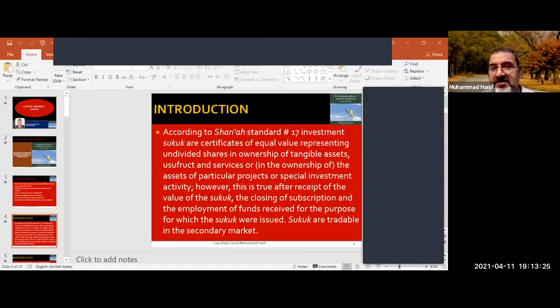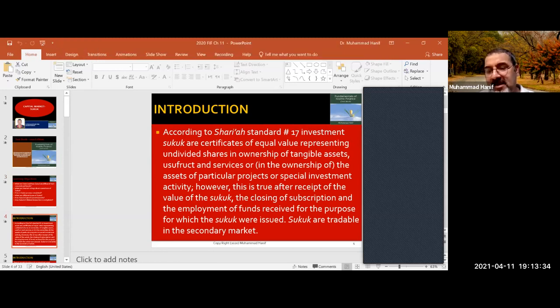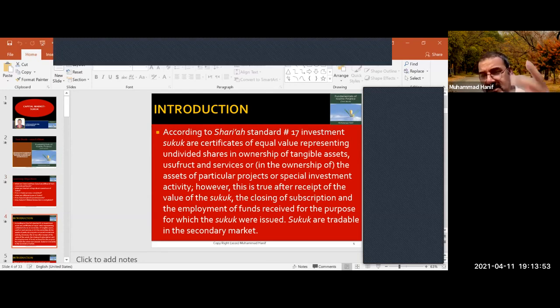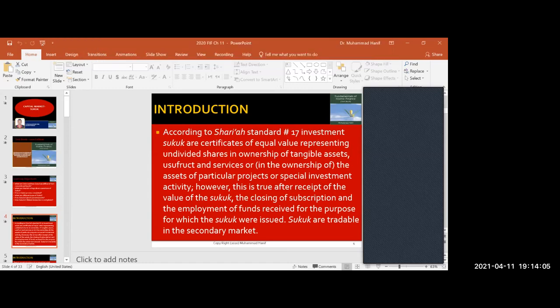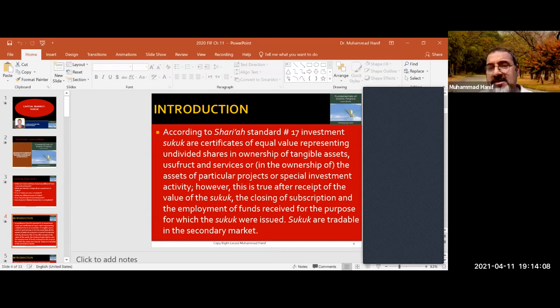According to Sharia standard number 17, as I told you earlier, I think I have not told you, there is a book we call Sharia Standards. This book is issued by AAOIFI, Accounting and Auditing Organization for Islamic Financial Institutions. There are people from multiple countries, it's a very good collective ijtihad, ijtimai ijtihad. They have a board and they look into an issue and then they develop a standard, then the board passes that standard and gives approval of that standard. So there is a book, we call it Sharia Standards.